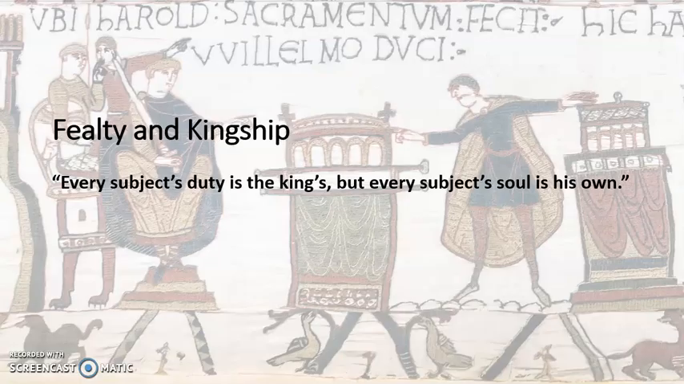Which is complicated in King Henry V because King Henry expects fealty. He expects people to submit to him. He says every subject's duty is the king's, but every subject's soul is his own. And the distinction between duty and soul here is a little bit more nuanced than we might think at first. That we ought to do what the king commands is our duty, but our soul, whether we go to heaven or hell, whether we're morally right or wrong, is our own responsibility.